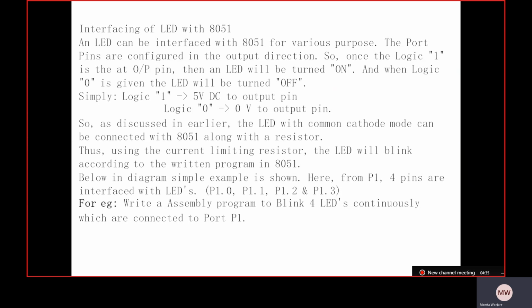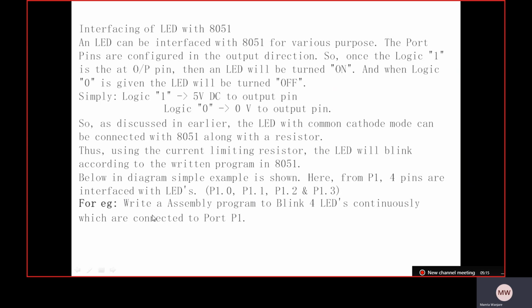As discussed earlier, the LED in common cathode mode can be connected with 8051 along with a series resistor. Thus, using the current limiting resistor, the LED will blink according to the program written in 8051. In the diagram shown below, port P1 pins P1.0, P1.1, P1.2 and P1.3 are interfaced with LEDs, means we are connecting 4 LEDs.